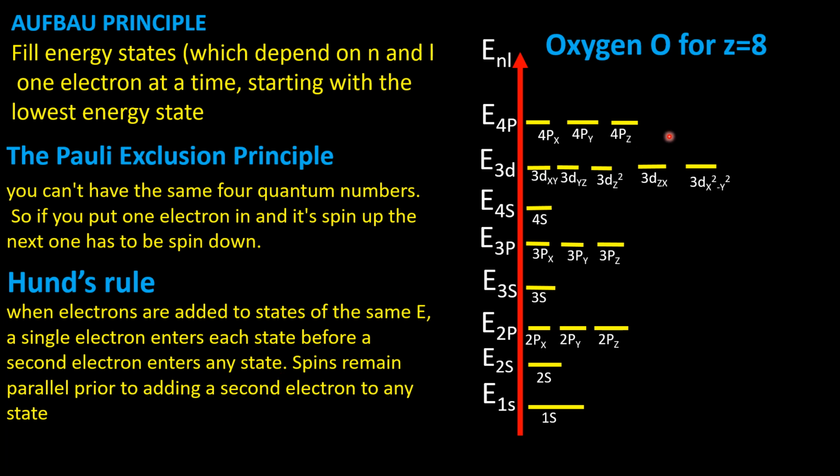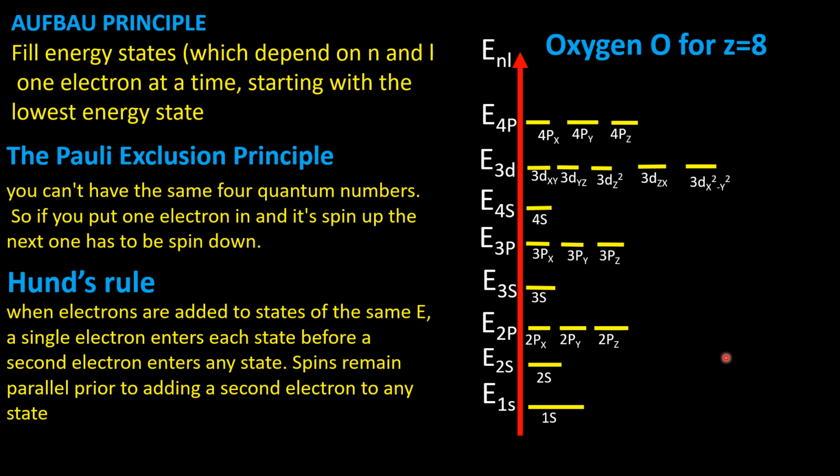Okay, let's explain the electronic configuration for the oxygen atom, for which Z is equal to 8. It has the atomic number Z equal to 8. So how will we fill the electrons according to these three principles, that is the Aufbau principle, Pauli exclusion, and Hund's rule? According to these principles, how can we fill the atom's orbitals?